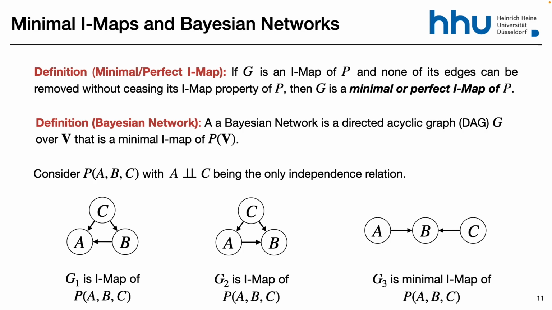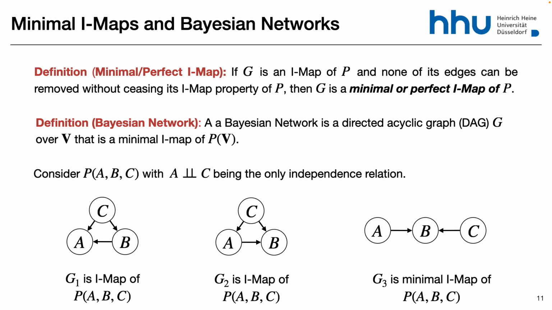So the goal here is to have a graphical representation of the joint probability distribution, but not any representation. I want the one that generates the most simplified factorization. So that's why I need the minimal IMAP. So this is what's called a Bayesian network. A Bayesian network is a graph that implies this factorization over the parents.